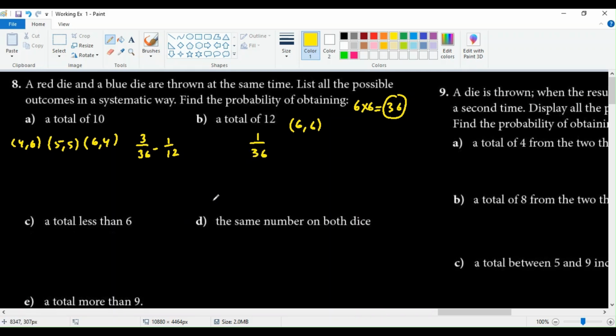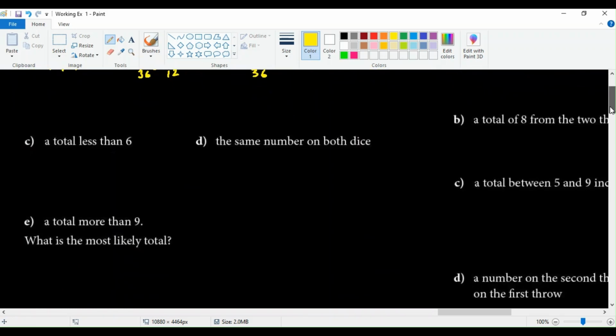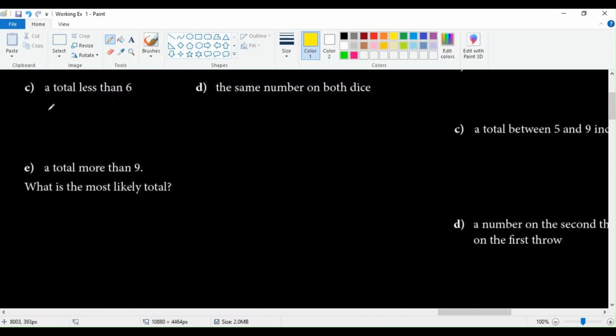Then comes total less than 6. Once we practically do this, we know that there are 10 possibilities. How? First is 1 and 1, both the dice have 1. Then we can have 1 and 2, then 1 and 3, and then 1 and 4, because 1 and 5 is going to be 6.